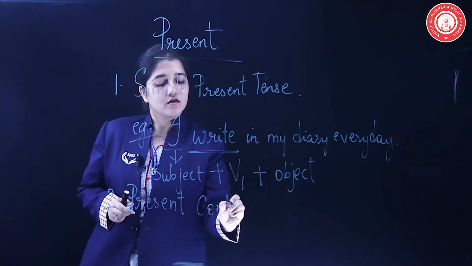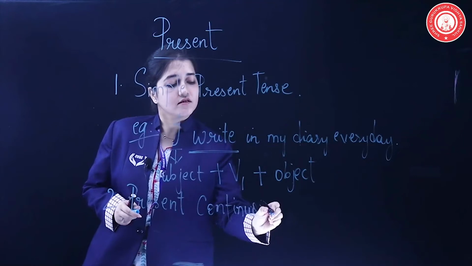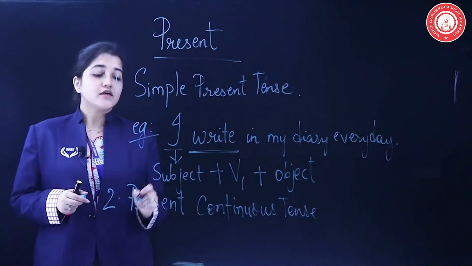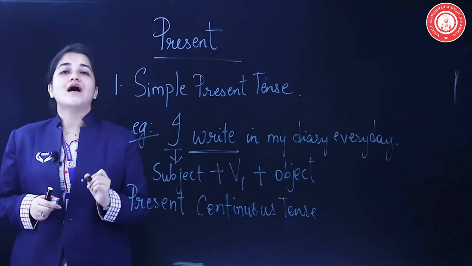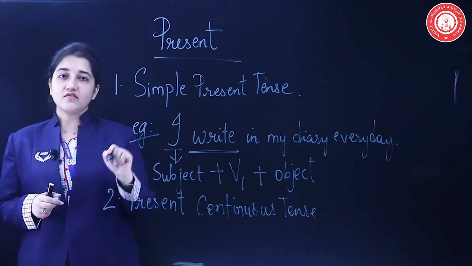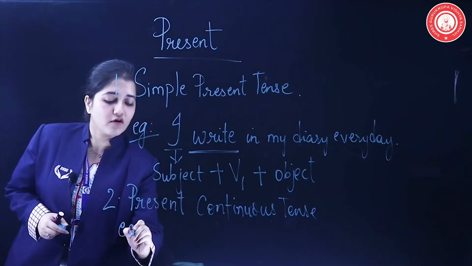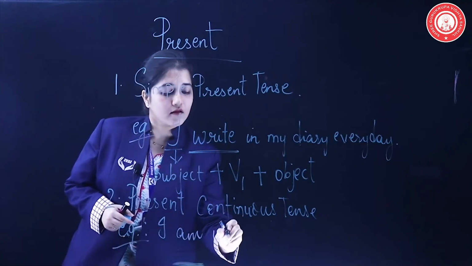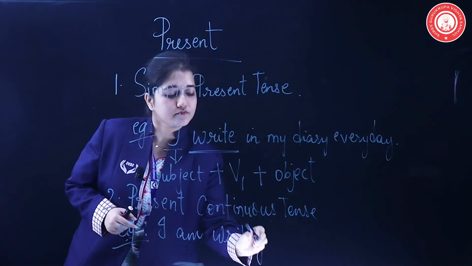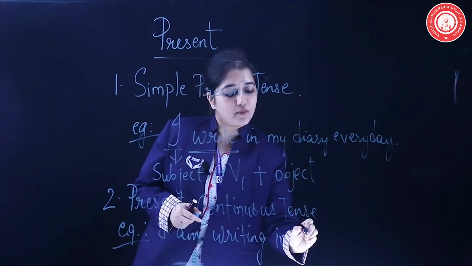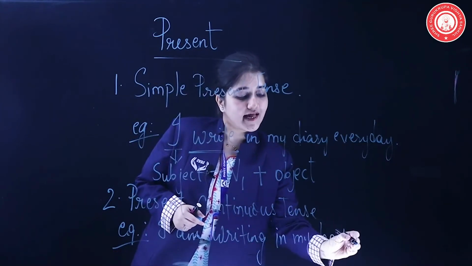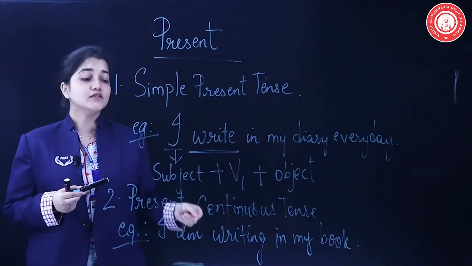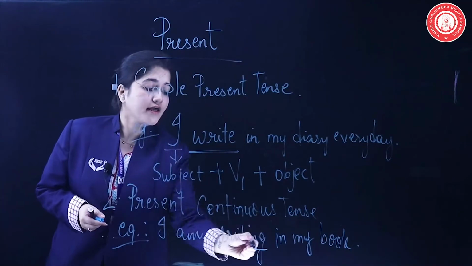The second type of tense in present time frame is present continuous tense. All right. Like I mentioned earlier, in continuous tense, we use the ing form of the verb. So here we are going to use writing. For example, I am writing in my book. This action is presently taking place. It's an ongoing action. It's a continuing action, which is why we are using the ing form of the verb.